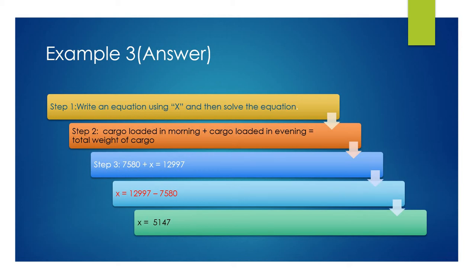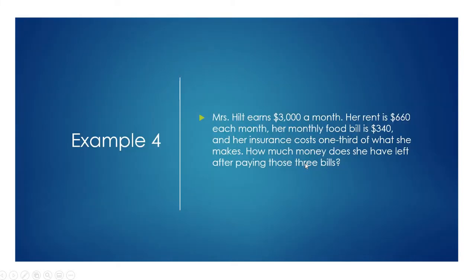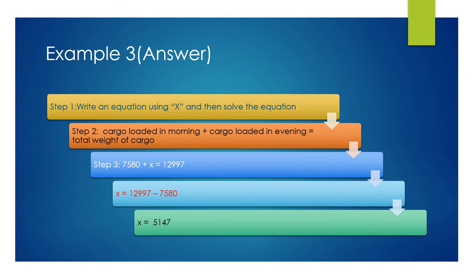Now let's solve the equation. So x equals 12,997 minus 7,580. Therefore, x is equal to 5,147 tons of cargo.